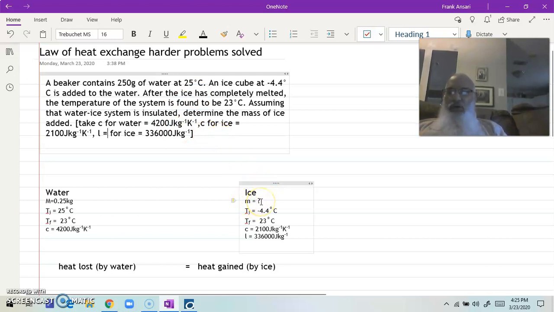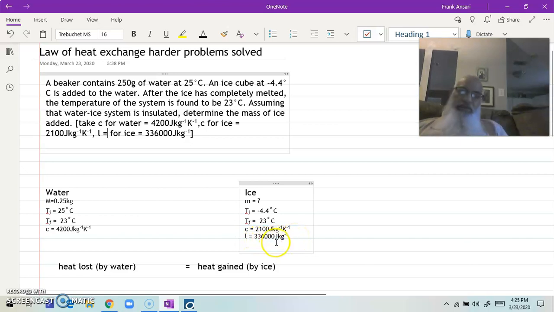Okay, so ice is the other item we have. The mass we do not know, that's what we're looking for. Initial temperature of ice is given as negative 4.4 degrees Celsius. Final temperature is 23. Note, 23 for water, 23 for ice. That is the final temperature of the mixture, so the whole system is at the same temperature. That is the equilibrium temperature. Okay, moving on from there, C for ice is 2100 joules per kilogram Kelvin, and the latent heat of ice is 336,000 joules per kilogram.